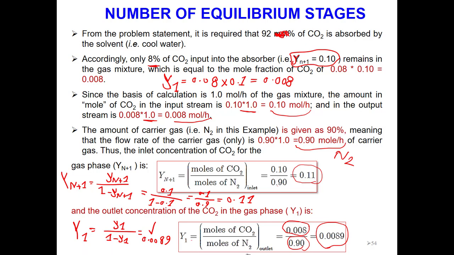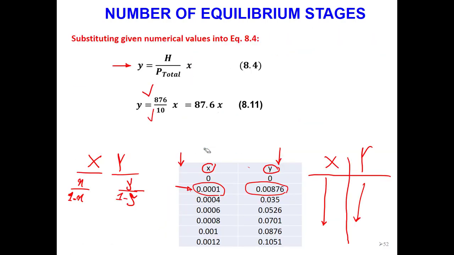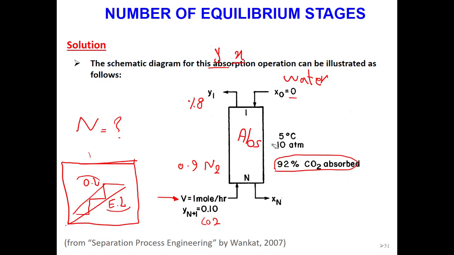So now you have x0 at the top, which is pure. You have y1 at the top. You have yn plus 1 at the bottom, but you don't have xn. We have these three, but we don't have this. So how do we calculate this? We have to use the balance to find xn, and then we can plot our operating line.